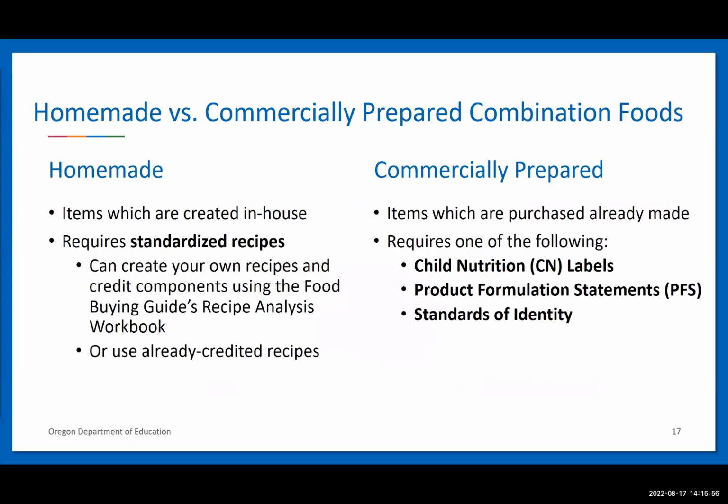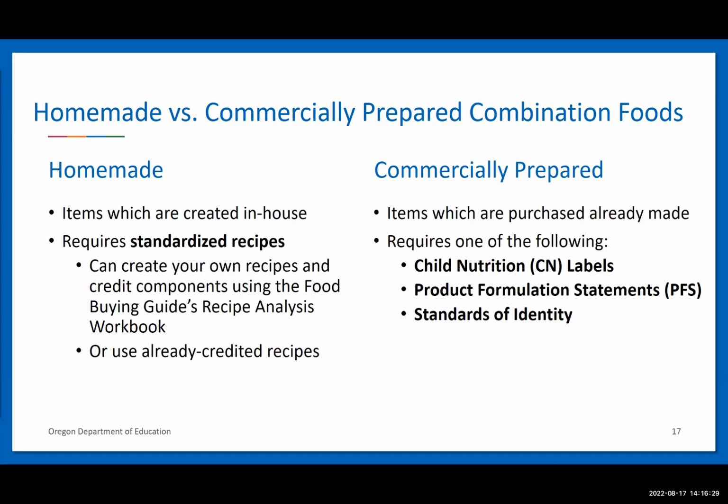The type of supporting documentation required for combination foods will vary depending on if it is a homemade item versus a commercially prepared item. Homemade items are items which are created in-house or in your kitchen. Your kitchen staff assembles and cooks the item on site, and they will know the ingredients and amounts that go into the product. Homemade combination foods will require a standardized recipe.